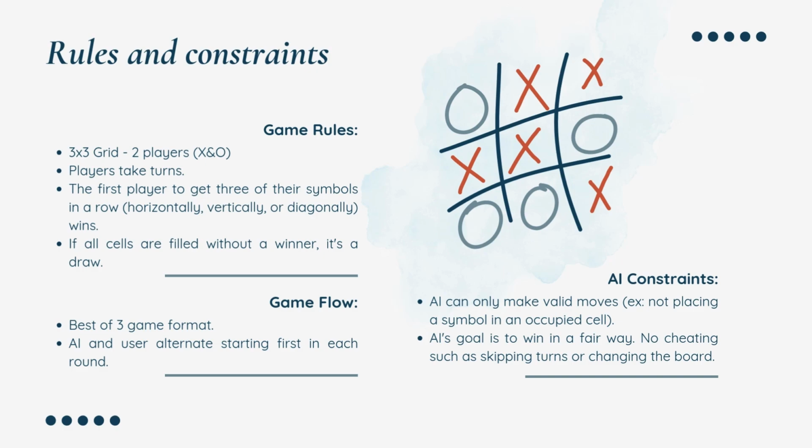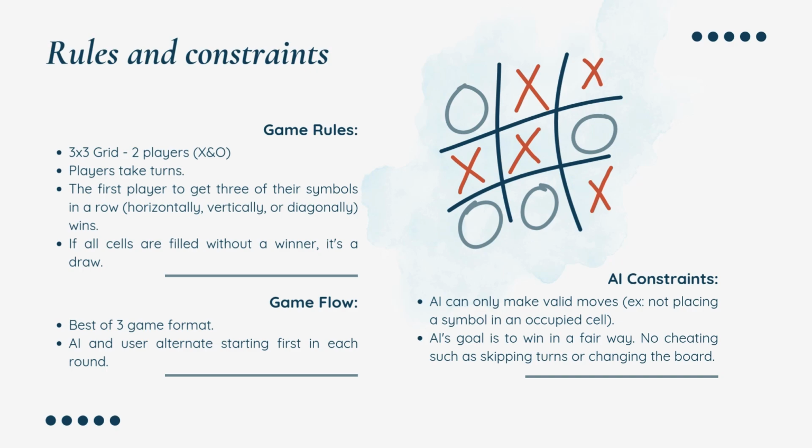project. Since it's important to clearly define the structure and limitations of the game to ensure a smooth and fair gameplay. So let's break it down into a few key areas. First, let's talk about the core rules of tic-tac-toe. The game is played on a 3x3 grid with two players represented by X and O. Players will take turns placing their symbol in an empty cell on the grid. The goal is to be the first to get three of your symbols in a row, either horizontally, vertically, or diagonally. And if all cells are filled and neither player has achieved a winning combination, the game ends in a draw.